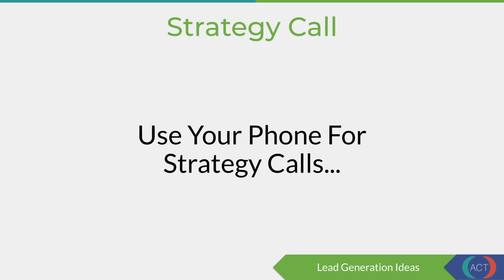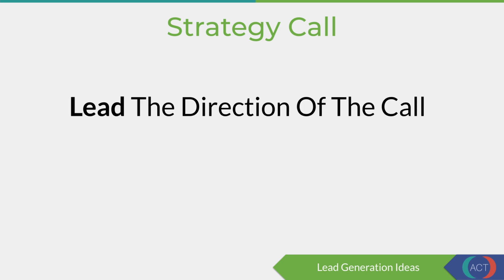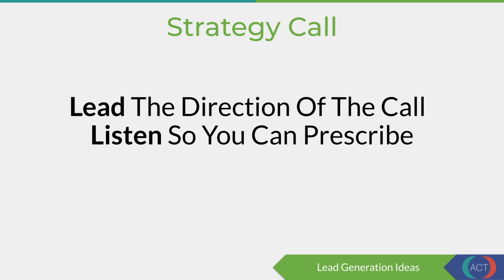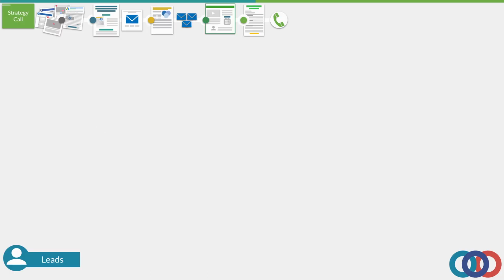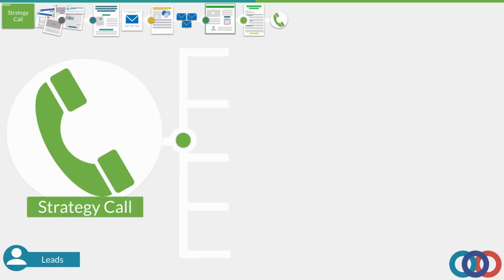You need to call your prospects at the exact scheduled time, and you must have their number. For the strategy call, you have 3 objectives. Lead the direction of the call, listen to them intently so you can prescribe the best solution, and learn to empathize with them. For your sales script, you can use these 5 simple steps.